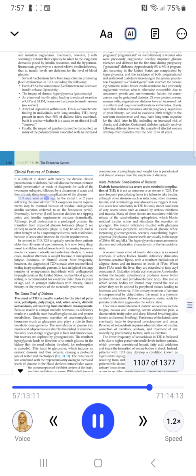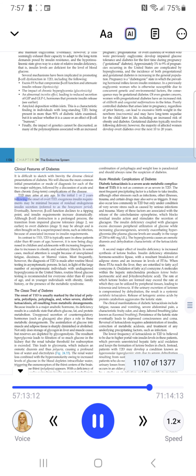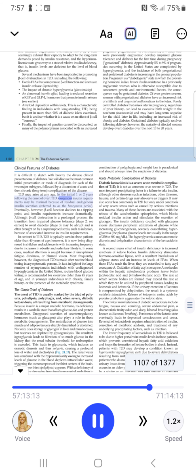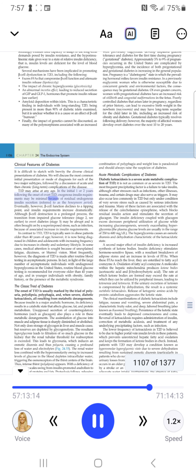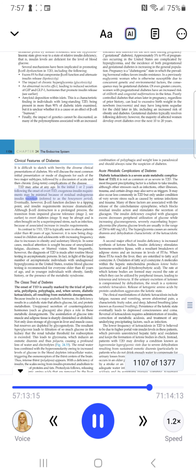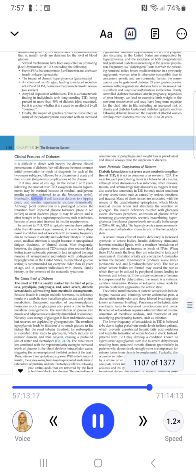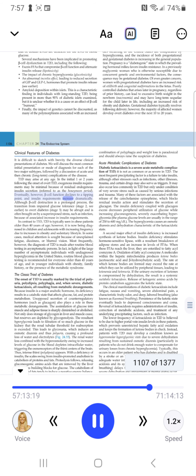T1D may arise at any age. In the initial months or years following the onset of overt T1D, exogenous insulin requirements may be minimal because of residual endogenous insulin secretion, referred to as the honeymoon period. Eventually, however, beta cell function declines to a tipping point, and insulin requirements increase dramatically.